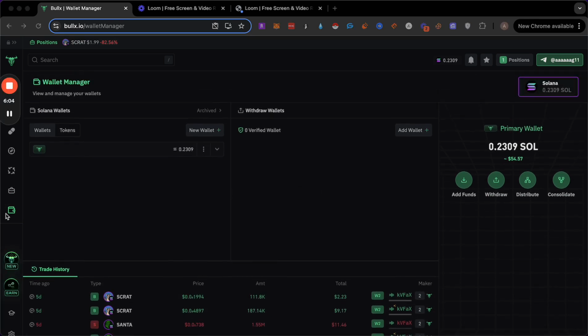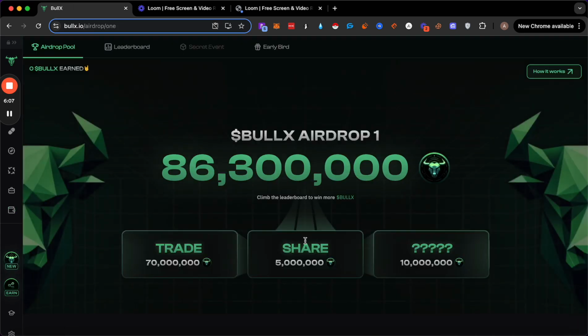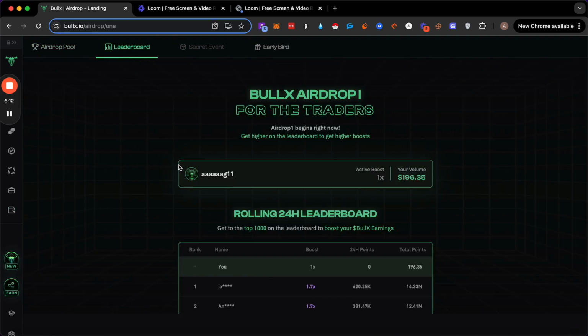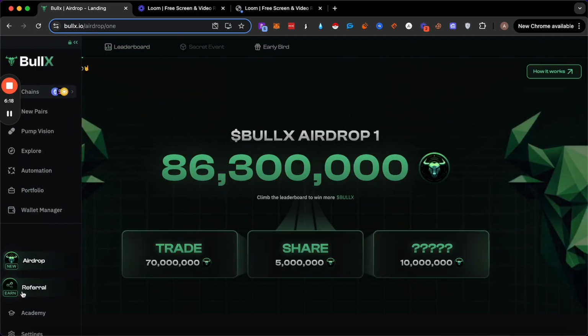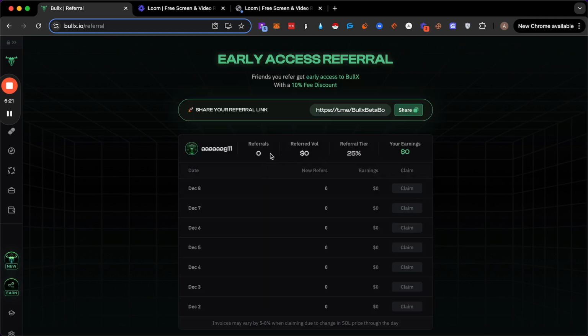And then in terms of fees, first things first, there are the airdrops that BullX constantly has. There's a leaderboard: the more volume you're trading, the more airdrops you're going to get, obviously. Then there's the referral program. If you refer people, you can get a fee discount as well.